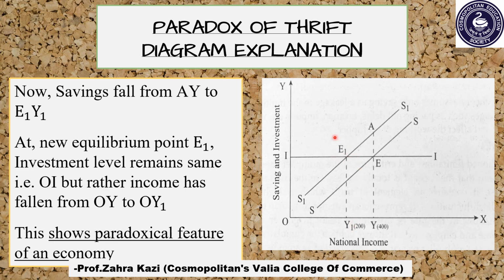So we can conclude that at this new equilibrium point E1, the investment level remains the same, that is II. But two more things have reduced. One is that the savings have reduced from AY to E1Y1, and the income level has also reduced from OY to OY1. This actually shows a paradoxical feature of an economy. A paradoxical situation means a contradictory situation, but here it is true regarding the economy.